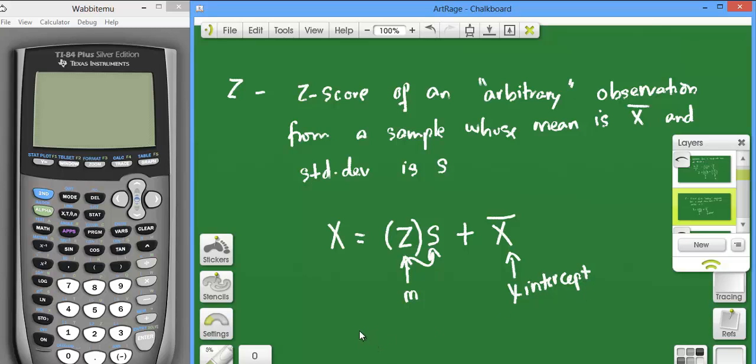So it is of the form x is equal to m z plus b, where m is nothing but the standard deviation of the sample and b is the mean of the sample. So once again, if you want to do the reverse operation, what we're actually doing mathematically is a linear transformation using the standard deviation as the slope and the sample mean as the y-intercept. So as long as you know the two formulas that I just wrote, you can find the z-score of any observation from a given sample. So let's do a couple of examples.